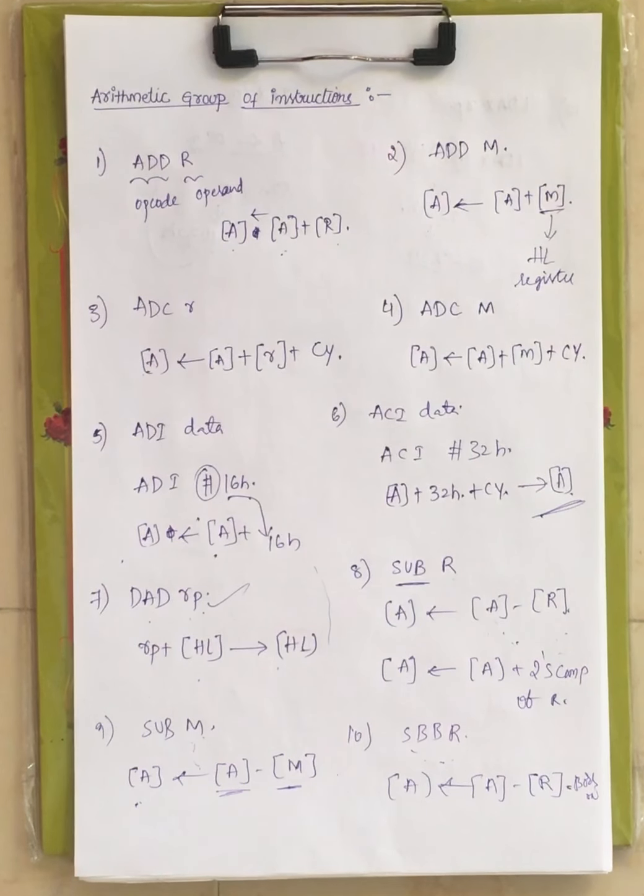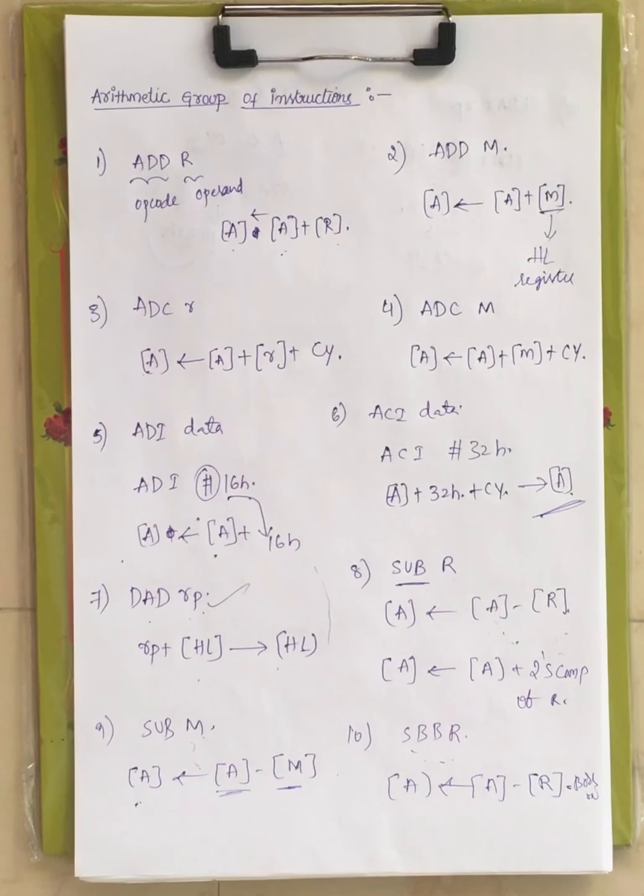But you have to remember one point here. 8085 doesn't support multiplication or division operations. 8086 supports multiplication and division operations, whereas a basic processor, the 8085 processor, doesn't support multiplication and division operations, right?